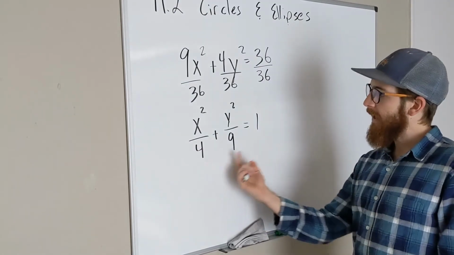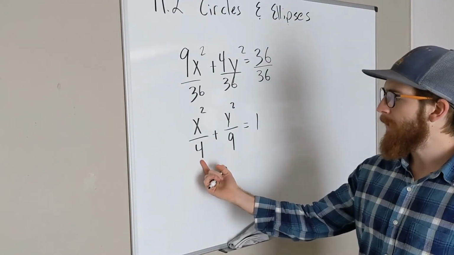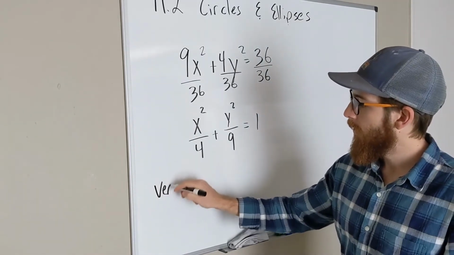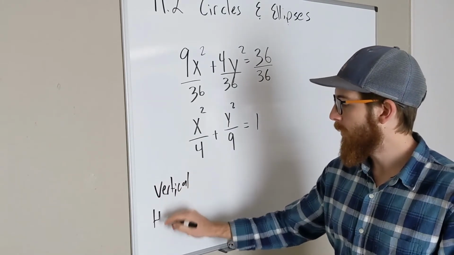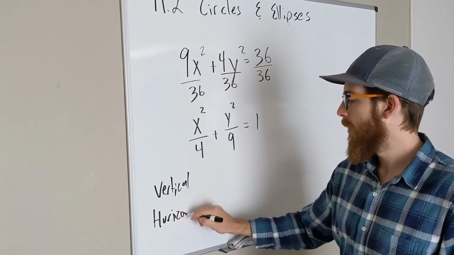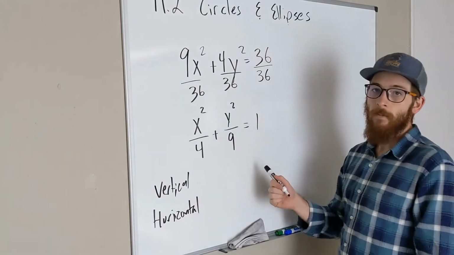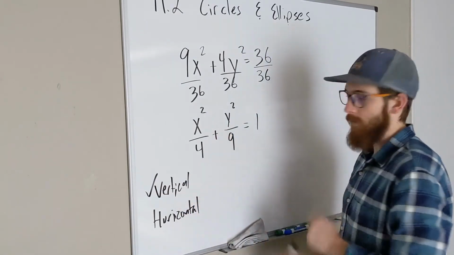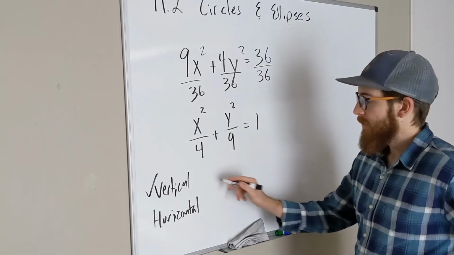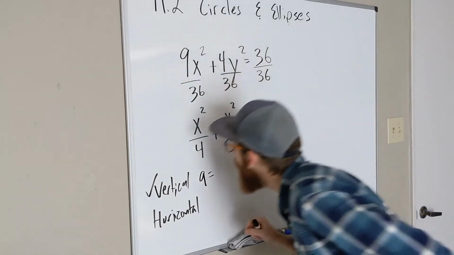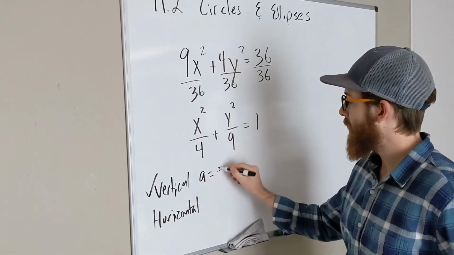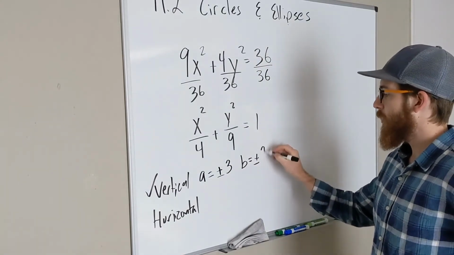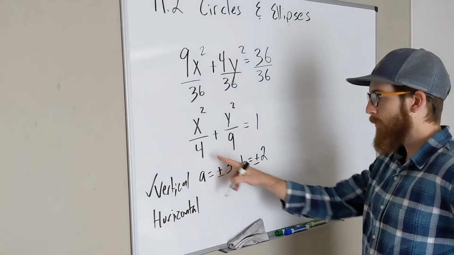So now I can find a and b, or b and a. Which one is this? Is this going to be a vertical or horizontal ellipse? How do I know? Because if it's bigger under y, it's vertical. If it's bigger under x, it's horizontal. So in this case, it's bigger under y. So that means a equals positive and minus 3. b equals positive and minus 2. Right? Because I got to square root both of those.